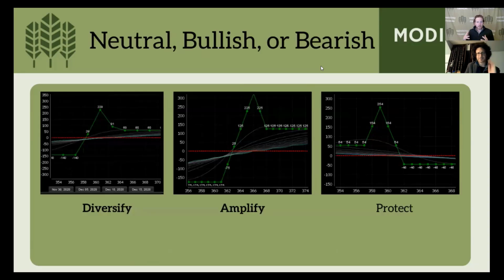So the modify can take three different flavors. And Ian, maybe I'll start to hand it over to you here a little bit. You can talk about how we think about what the diversify version of our model portfolio does, how we think about what the amplify version does, and how we think about what the protect structure does.